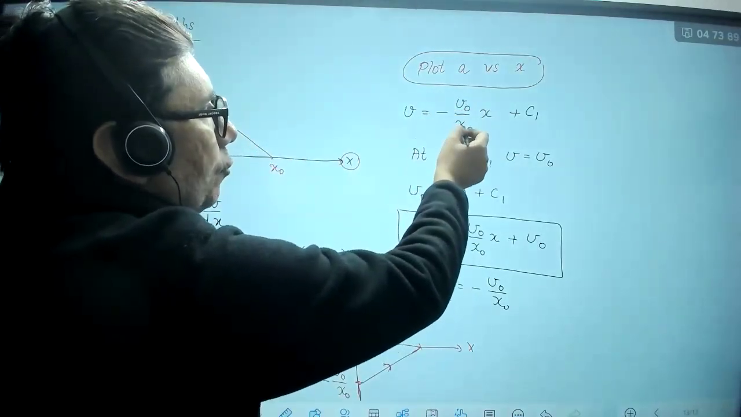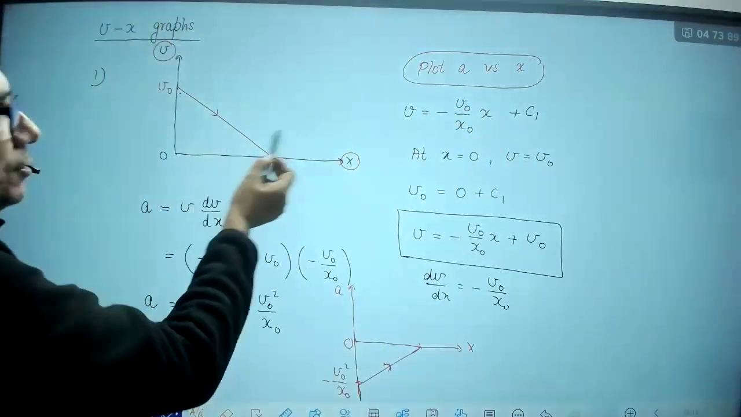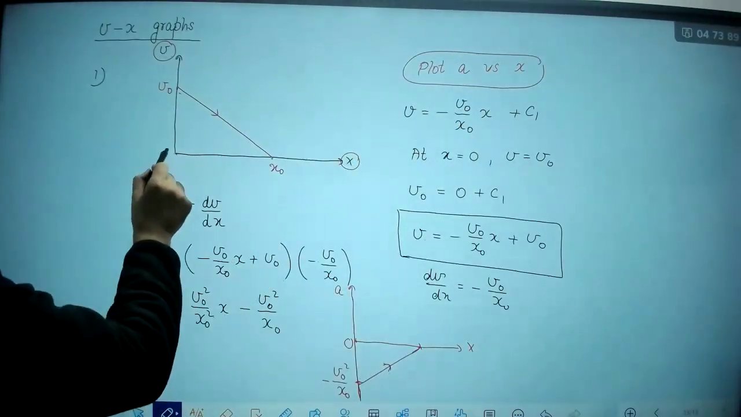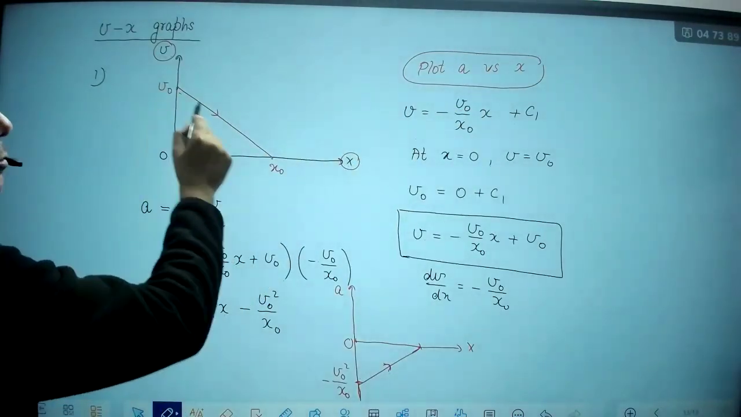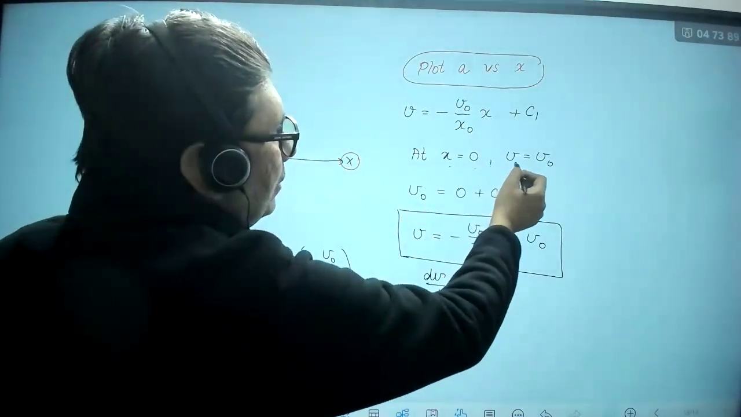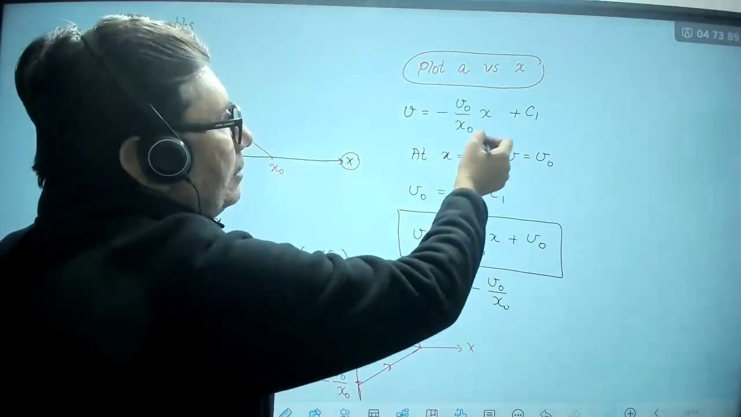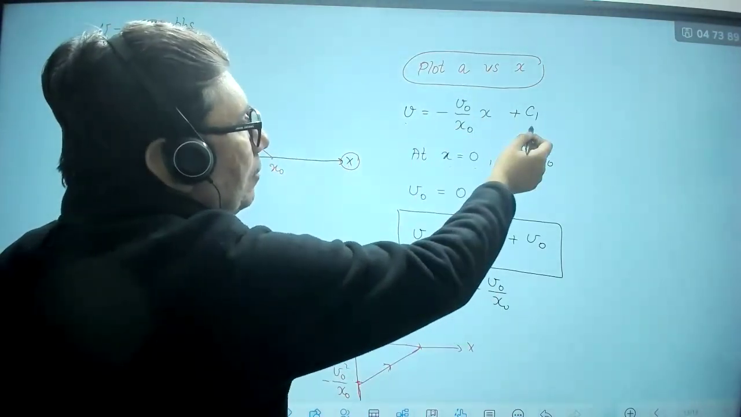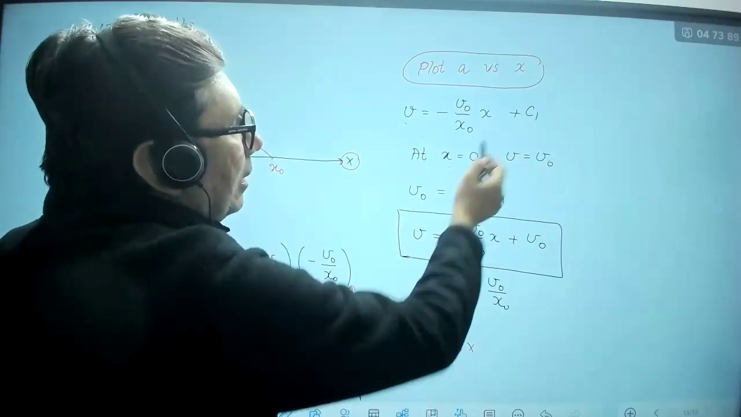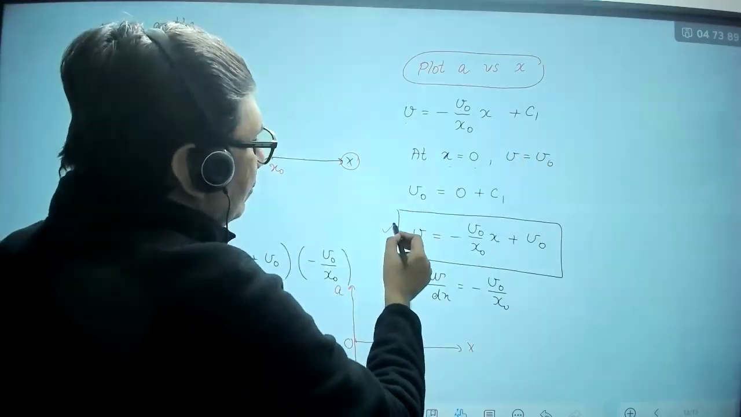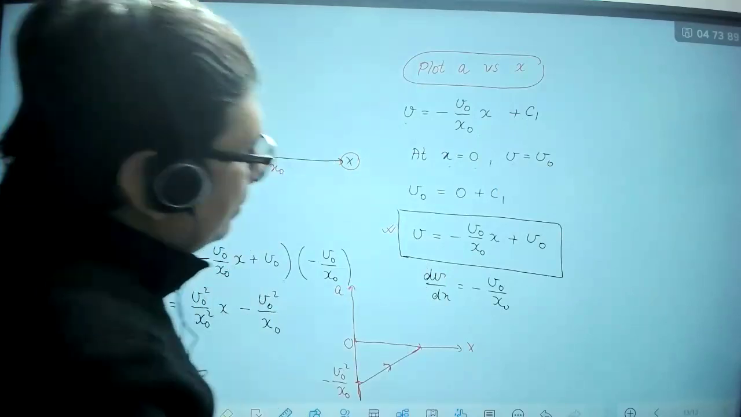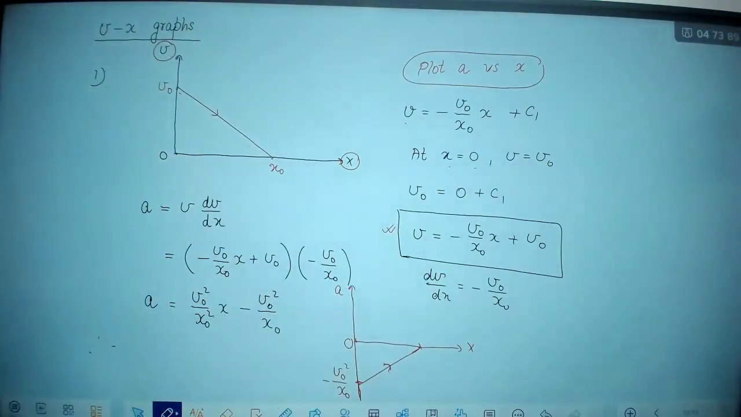So v equal to slope into x plus constant, some constant c1. At x equal to 0, v is equal to v naught. I place here 0, so v naught is equal to c1. So c1 is v naught. I place it here and I find out the equation of this straight line. This is v equal to this one.